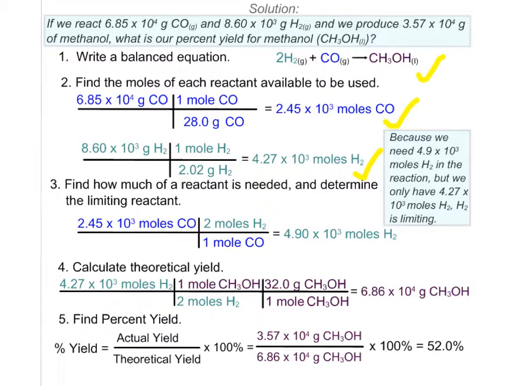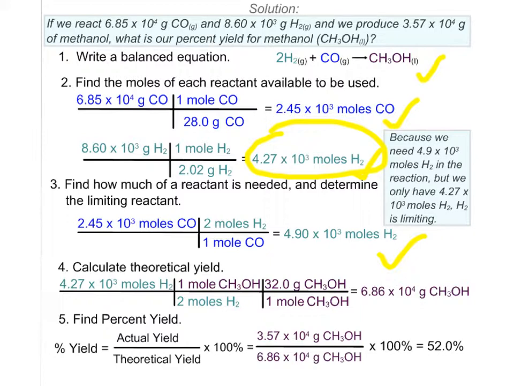So I took the carbon monoxide multiplied by the mole-to-mole ratio in the equation, 2 moles of hydrogen per 1 mole of carbon monoxide, and I got 4.90 times 10 to the third moles of hydrogen, and that is how much is needed. So we only have, as we see from up here, 4.27 times 10 to the third moles of hydrogen. So hydrogen then is the limiting reactant.